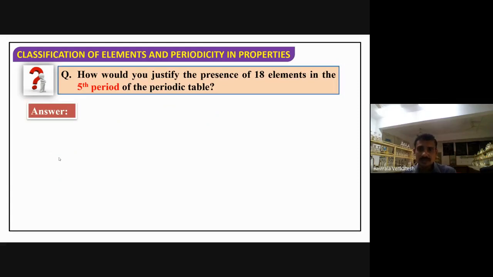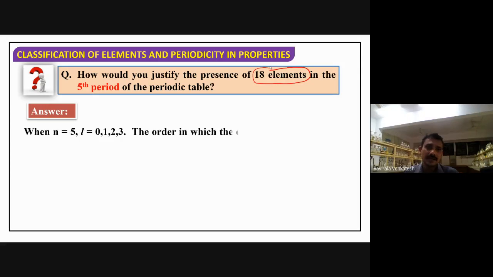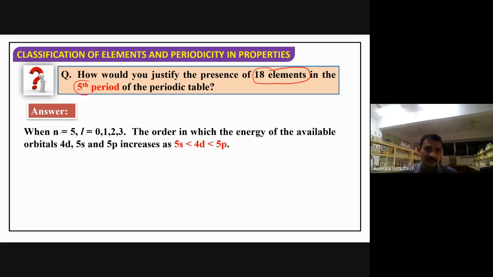How to justify the presence of 18 elements in the fifth period? In examination, they will ask this type of question for 1 mark, and you have to write a descriptive answer. How do you justify the presence of 18 elements in the fifth period? Very simple. If they say fifth period, n is equal to 5.